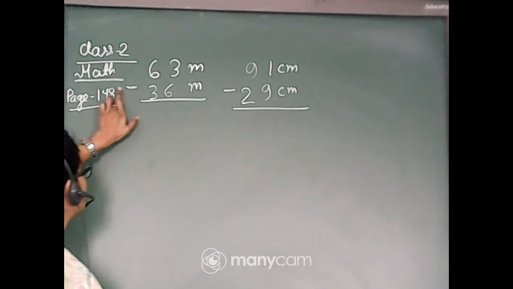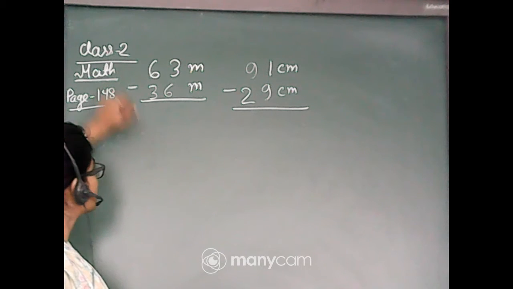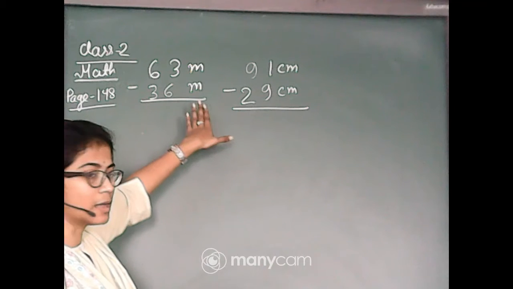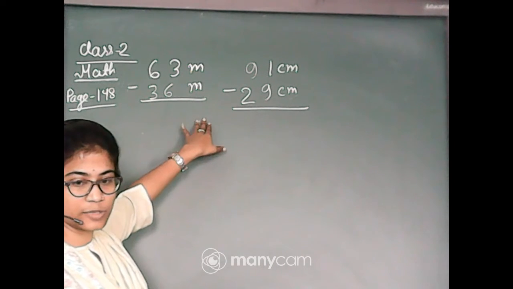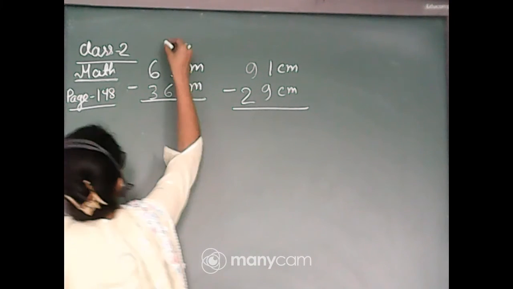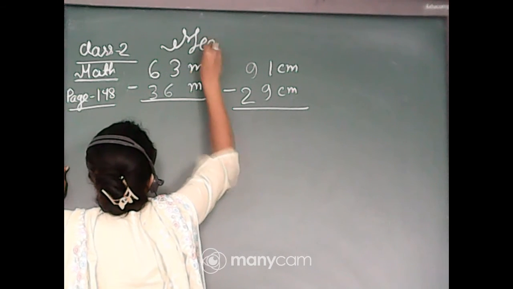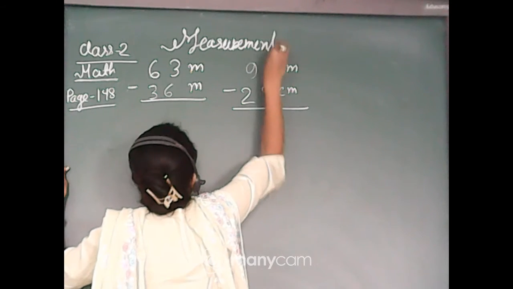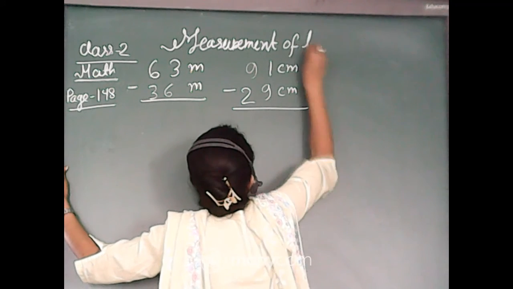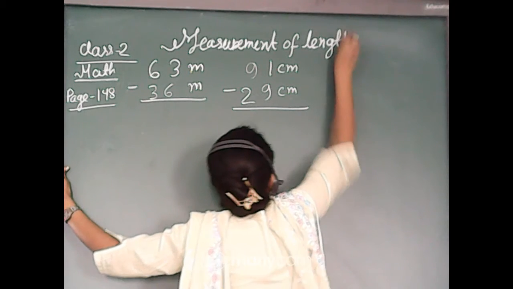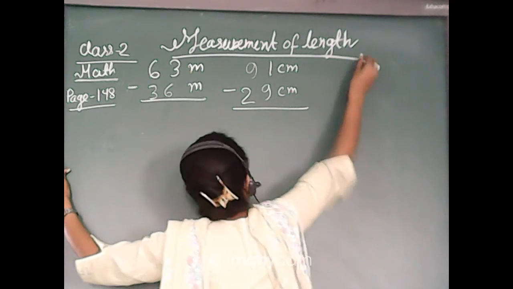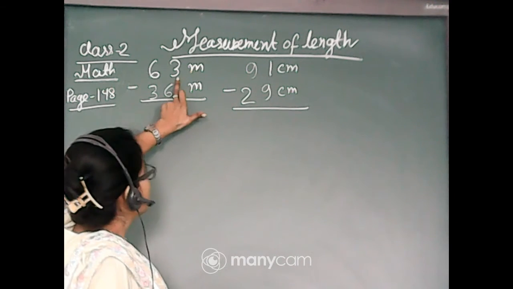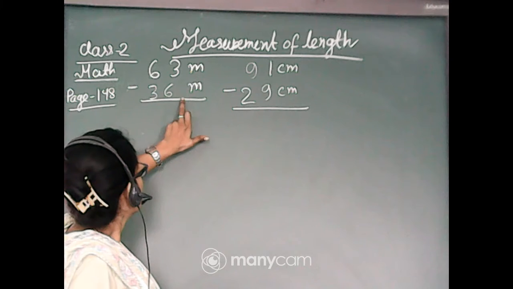Here you can see this is the same easy subtraction. The only thing you have to notice is that you have to mention the unit, as this is subtraction for measurement of length. Okay, so look here, the 3 is on the top and 6 is below.